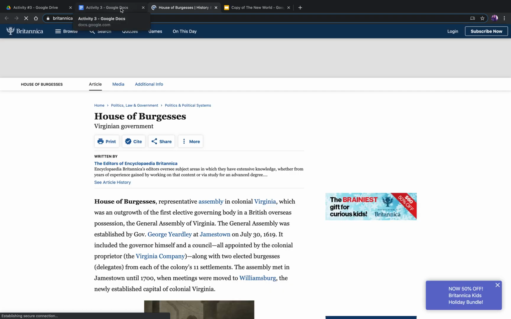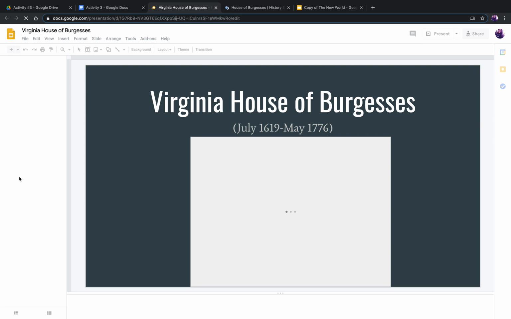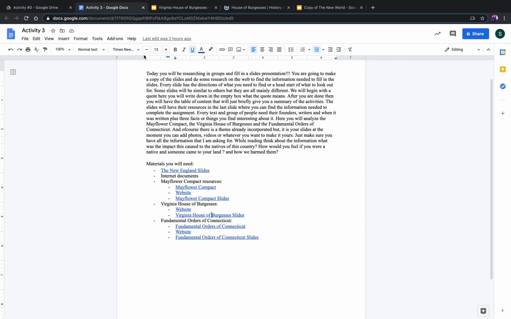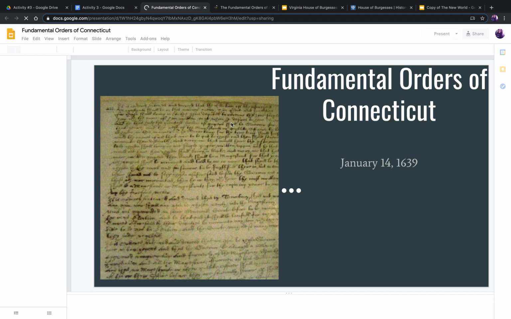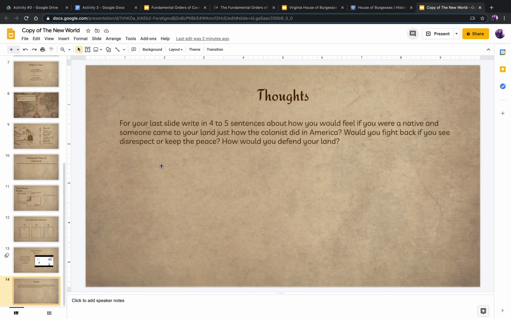So here's the website for the House of Burgesses. And then here are the slides I have created for my class as well over the House of Burgesses. And also here the Fundamental Orders of Connecticut, and then the slides I have created for the Fundamental Orders of Connecticut. So your job would just be to finish off the slideshow.